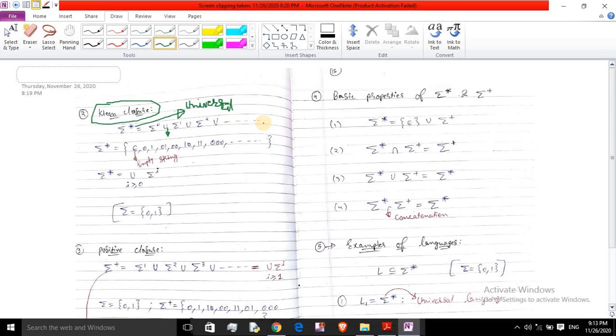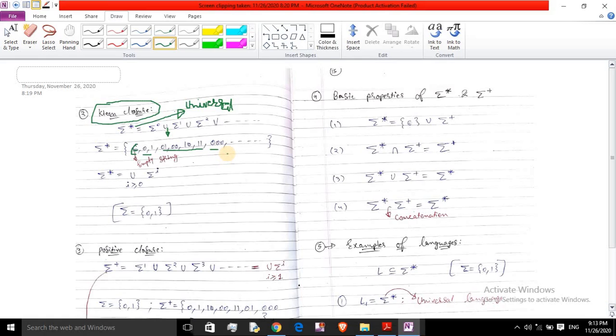It's going on up to infinite times. So this is the universal language. It also contains an empty string, which is denoted by the symbol epsilon. So it will contain all the strings. This is the string of length 1. This is the string of length 2. This is a string of length 3.